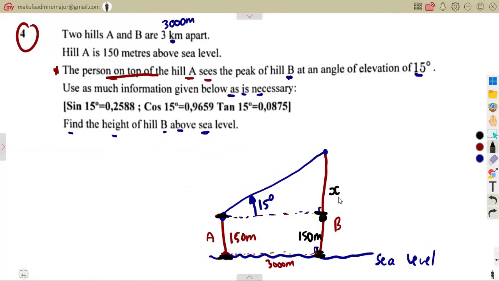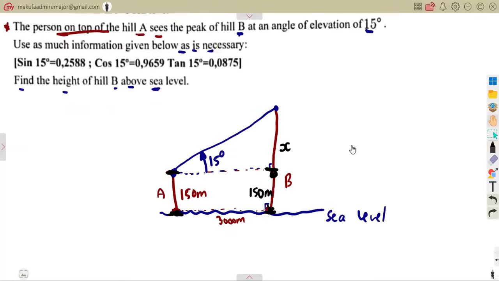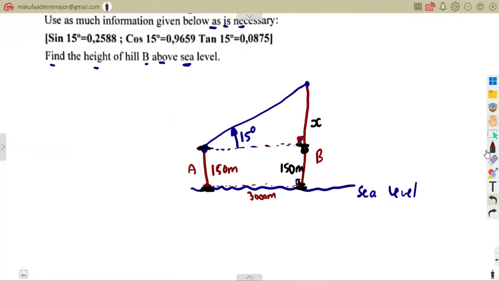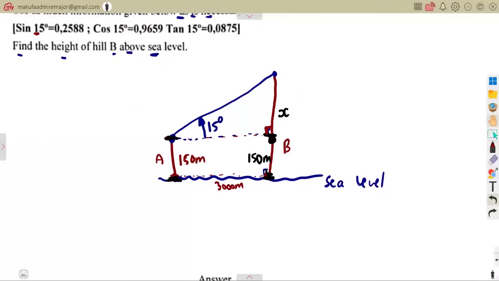So we are considering the 150 and the X. So the question is, how can we calculate this X? Because already this part, we know this is 150. So how can we calculate this X? So we can consider our trigonometrical ratios because this is a right angle triangle that you're given. That's why we are given these ratios of sine, cos, tan. It's paper one, but you're given this because they consider the trigonometrical ratios.